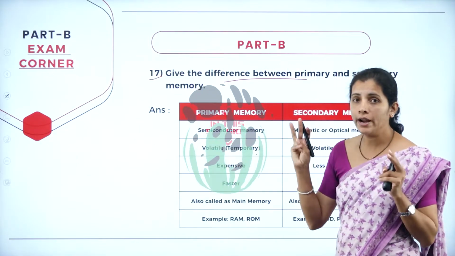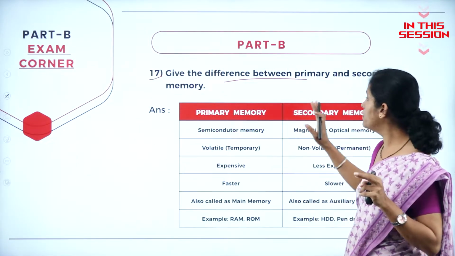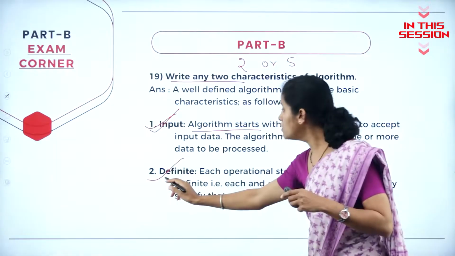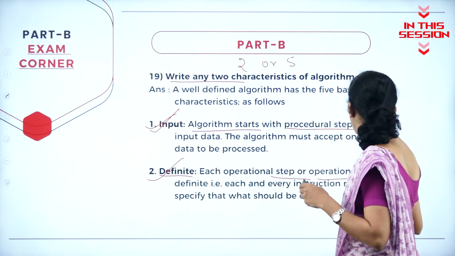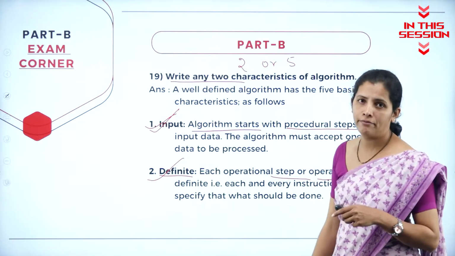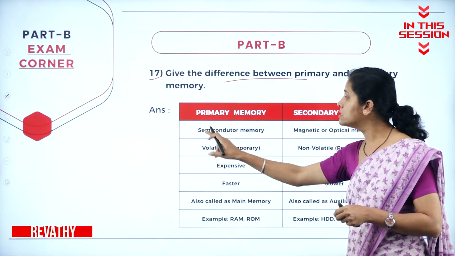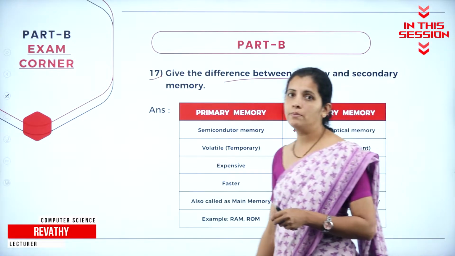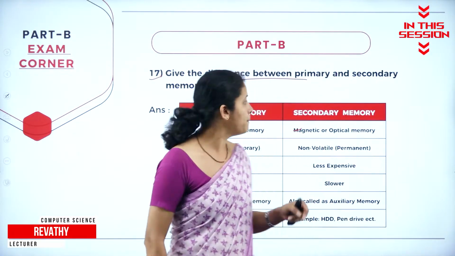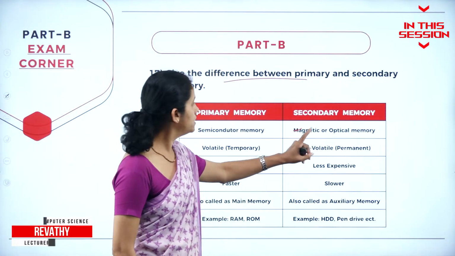Memories are classified into two types, primary memory and secondary memory. So definite means what? Each operational step or operation must be definite. Computer memories are semiconductor memory. Then what about secondary memory? That's nothing but the magnetic optical memory.